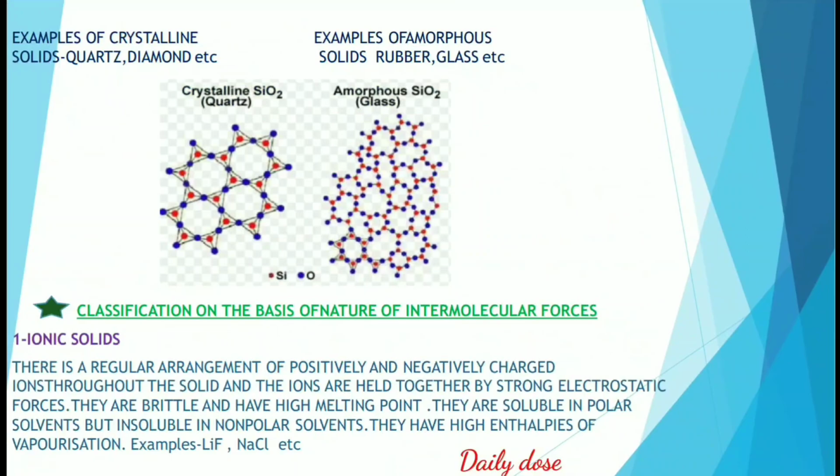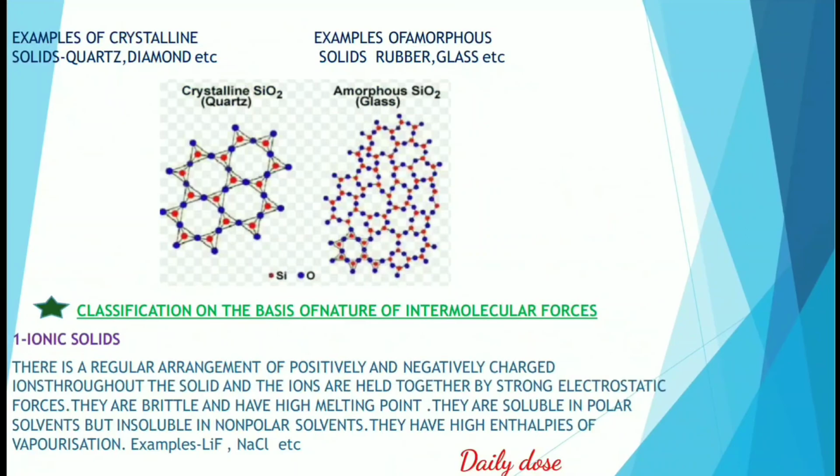Okay, so let's move on to the next topic, classification on the basis of nature of intermolecular forces. So first we have the ionic solids. So, what are ionic solids? The compound is neutral overall but consists of positively charged ions called cations and negatively charged anions. So, there is a regular arrangement of these ions throughout the solid, and the ions are held together by strong electrostatic forces. They are brittle and have a high melting point.